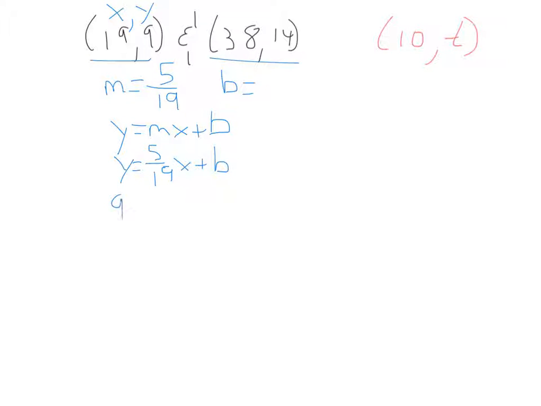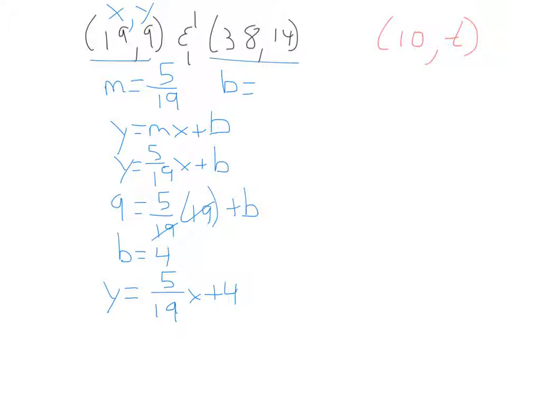So if we put y equals 9 when x equals 19, the 19s will divide out here. So we can see that b equals 4, because 5 plus 4 would give us 9. So now we have an equation for our line, which is 5 over 19 x plus 4.